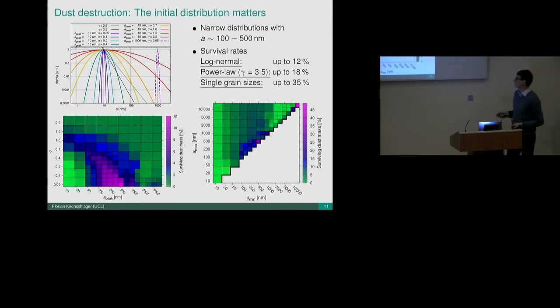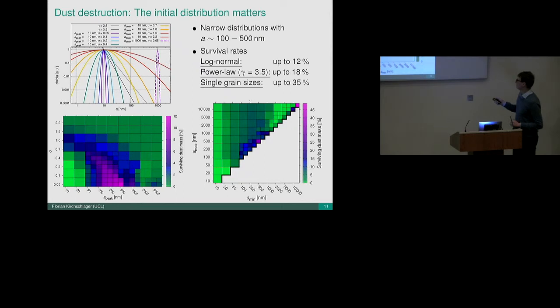The color coding of this plot gives us information about how much dust can survive. Pink shows a very large amount of dust survival, up to 12%, and this is in a dust grain size range from approximately 100 to 500 nanometers. And in green, mostly everything is destroyed. It is at very low sigmas, so we need a very, very narrow distribution. On the right side, we have a power law distribution with different parameters. Okay, last slide. It's defined by a minimum and maximum grain size radius, but I don't want to get into detail here.